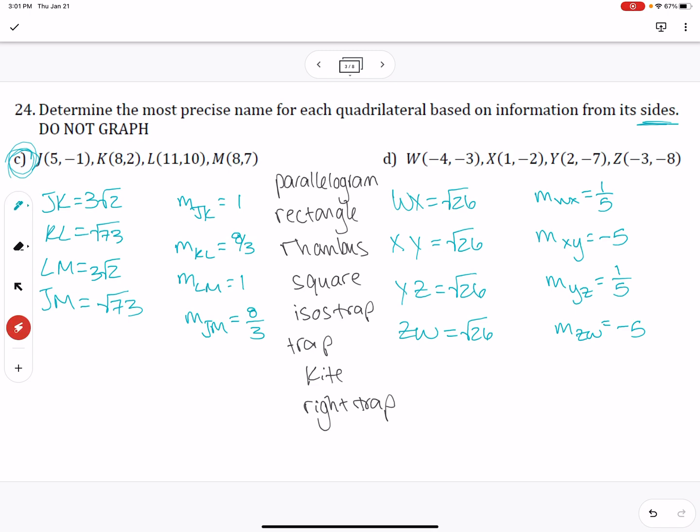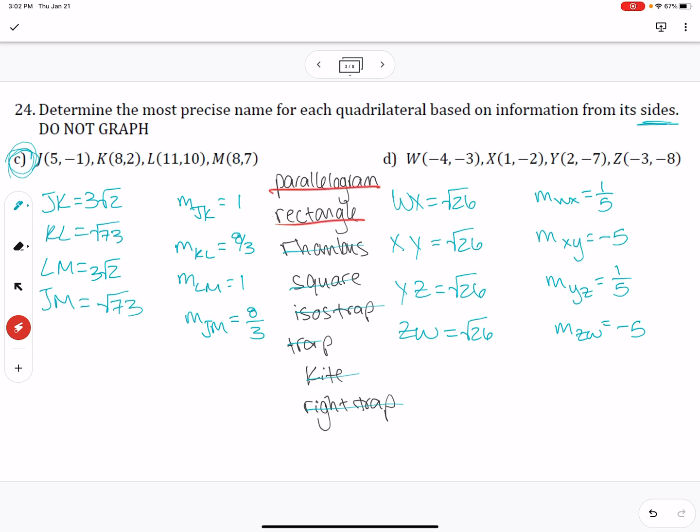Okay, so what I'm noticing here is that I have opposite sides that are congruent. So if the opposite sides are congruent, it has to be some type of parallelogram, right? We can cross out right trap, kite, trap, isosceles trap. It's not a square because all four of them are not the same. And it's not a rhombus because all four of them are not the same. So really, this just comes down to parallelogram and rectangle.